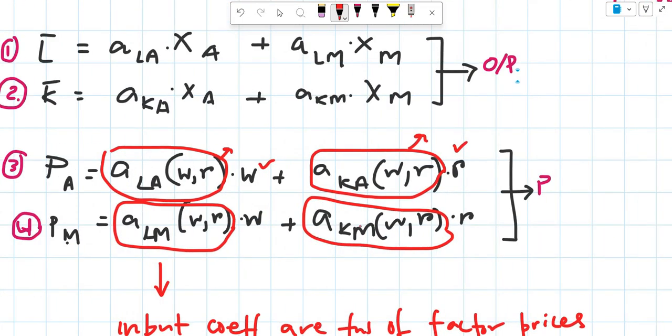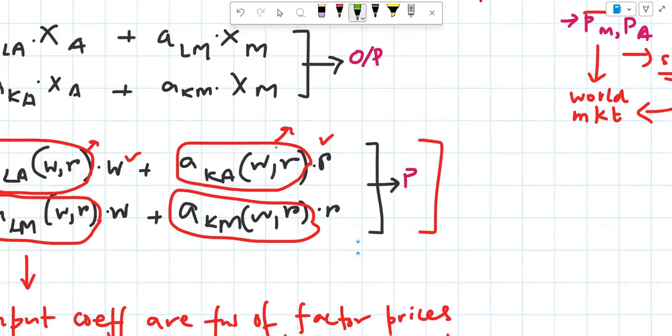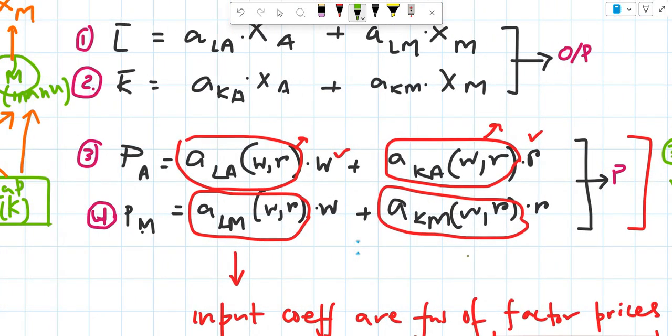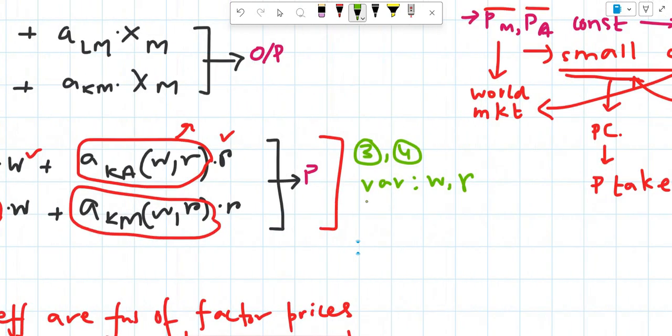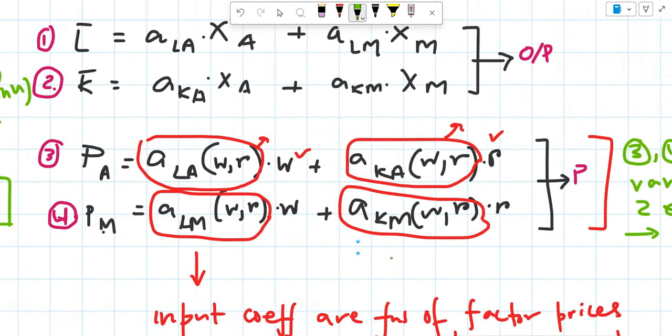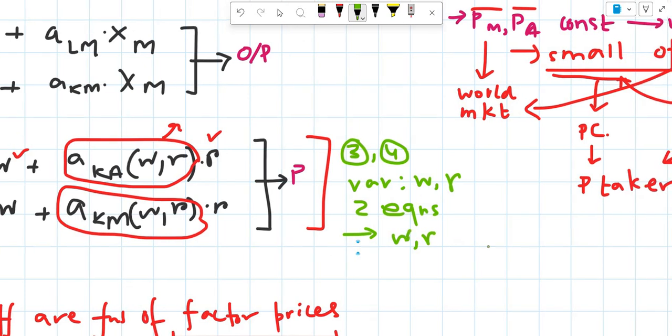Now coming back to these two equations. So basically, at least for these two equations, the only two variables on this side are W, R. So if you look at this side, just these two equations, just for equations 3 and 4, the variables are what? The variables are W and R. There are no other variables for equations 3 and 4, right? And there are two equations. So you have two equations and two variables, so you can solve. You can solve for what? You can solve for W and R. They are the two variables, so you can solve for the two variables W and R.